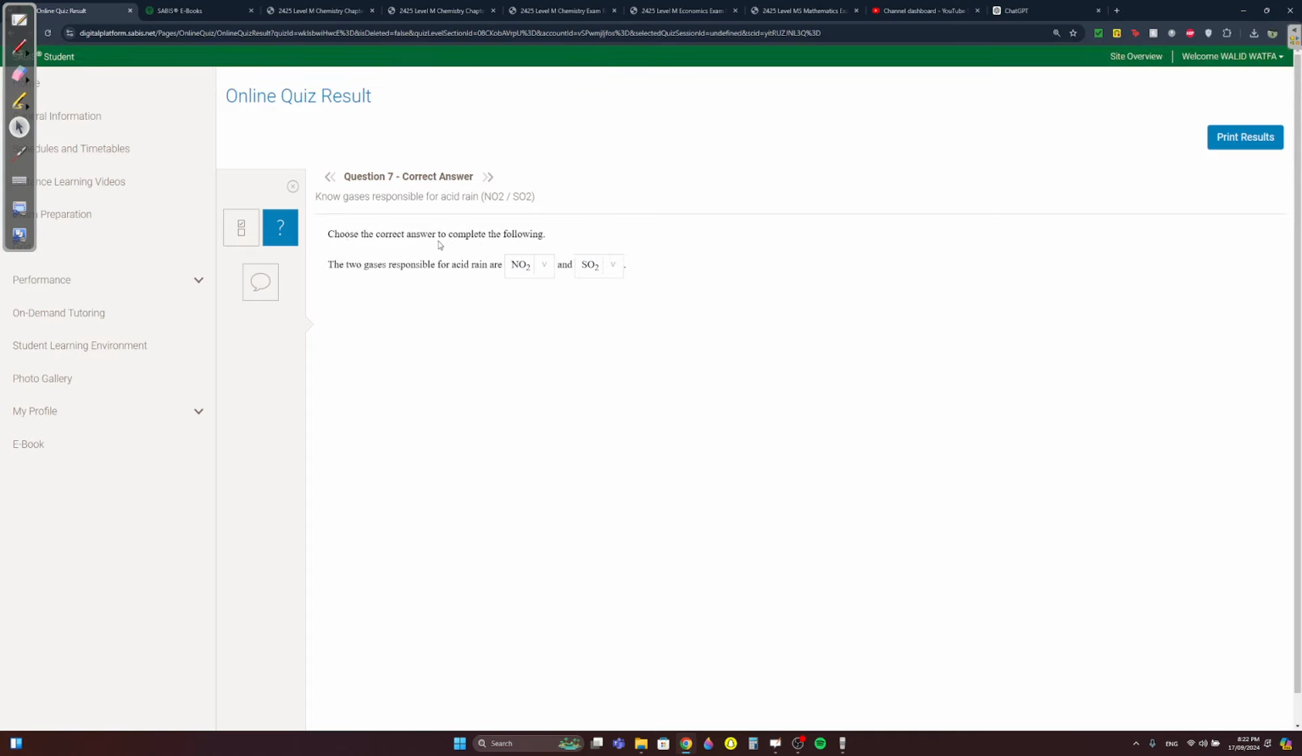Question 7. The two gases responsible for acid rain are obviously sulfur dioxide and nitrogen dioxide. These two, memorize them. It's just memorizing, guys.